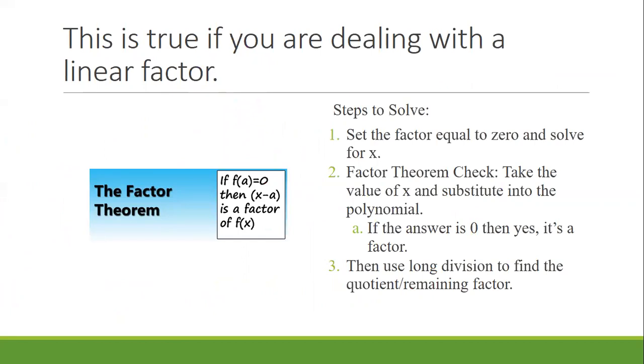So this is true if you're dealing with a linear factor. So linear factor means your degree is 1. If f of a equals 0, then x minus a is a factor of f of x. This is our factor theorem. So the steps to solve here: you set the factor equal to 0 and solve for x. Then we're going to do our factor theorem check. We take the value of x and substitute into the polynomial. If the answer is 0, then yes, it's a factor. And then we can use long division to find the quotient / remaining factors.